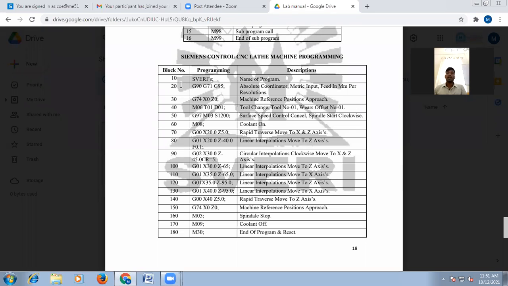In the first block number, I have given the name of the program. You can give it as per your problem statement. Suppose the problem is on a lathe machine, you can give the name as lathe machine programming first. Then in the description you have to write the name of the program. Then second, the actual program starts with G codes and M codes. And in the third column, description, whatever codes we have used in the programming column, that description we have to write in the third column.